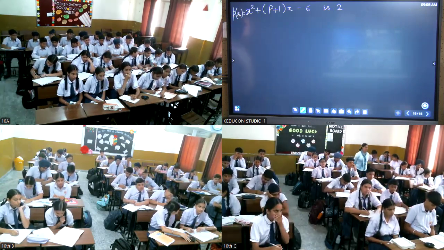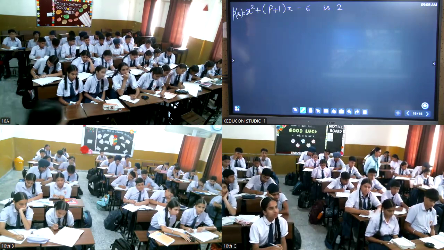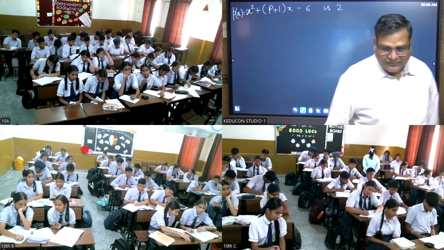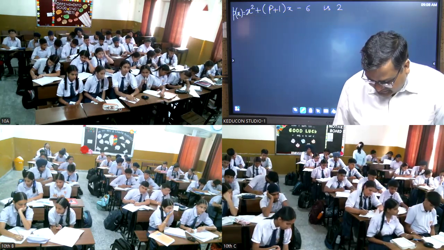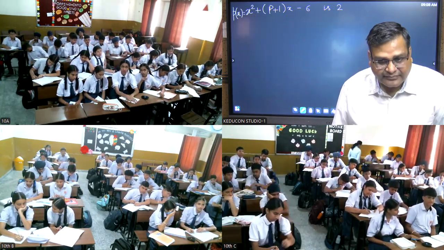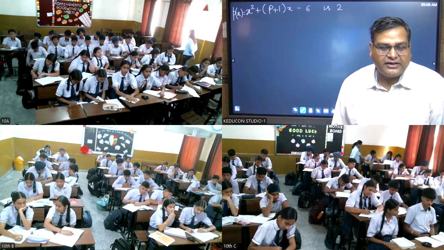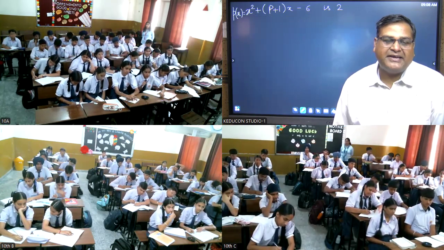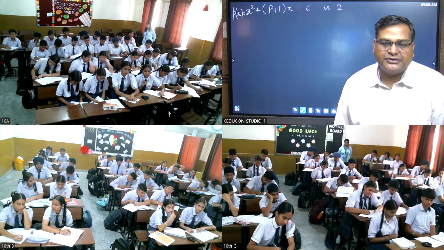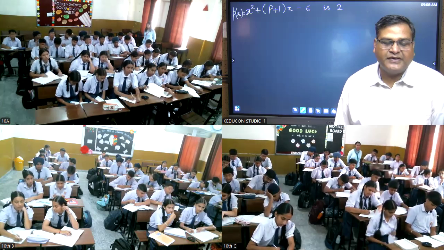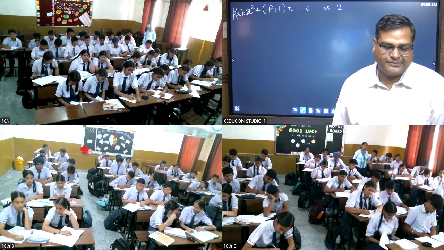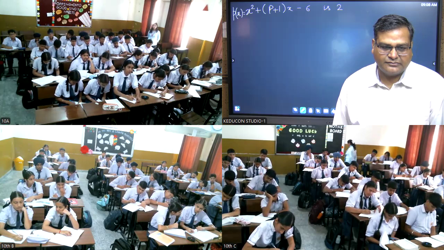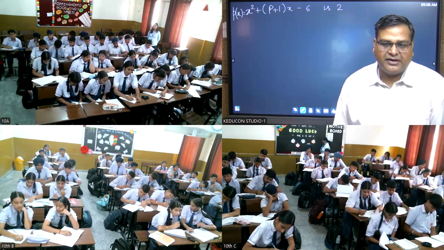You just have to do one thing. What do you have to do? What do you have to do, students, in this? Of zeros. Put x is equal to 2 and then make the polynomial equal to 0. You will get the value of p. Please do, everyone.